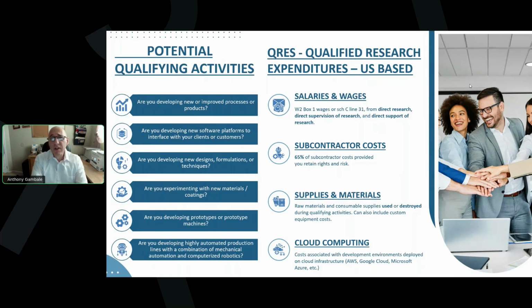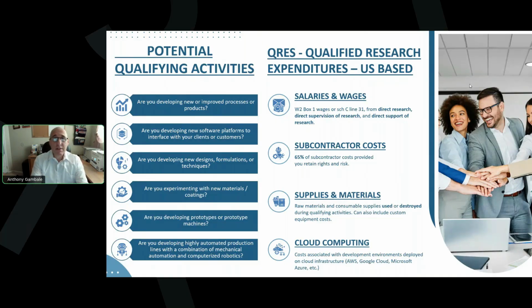Are you experimenting with new materials or coatings? Right, this happens a lot in the construction industry. I'm working with a roofing company now that is moving into siding, so they're going to be experimenting with new materials. Okay, so that's another thing for them to do for next year. Are you developing prototypes or machines? Are you creating something that will be destroyed in order to see if it works or not? And then as we get into the larger companies, you're developing automated production lines or mechanical robots or anything along that line. Those count. Okay, so those are the activities.